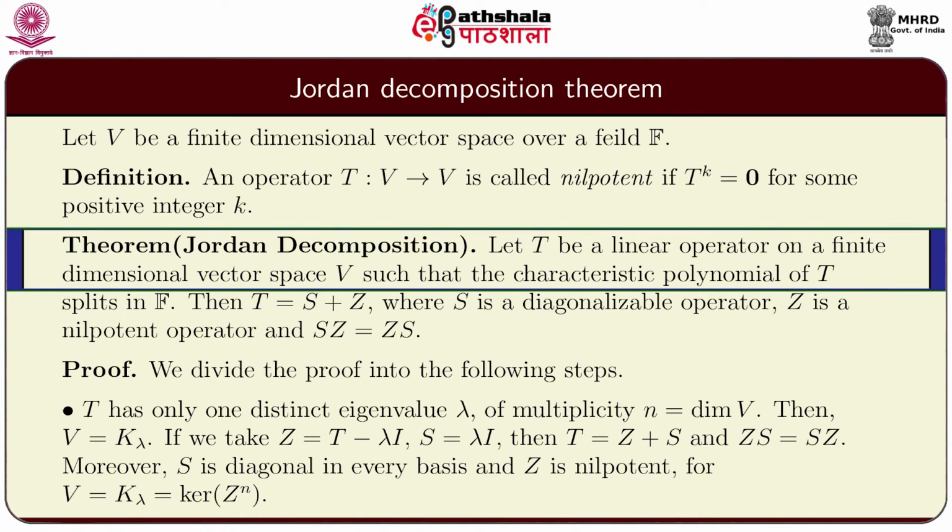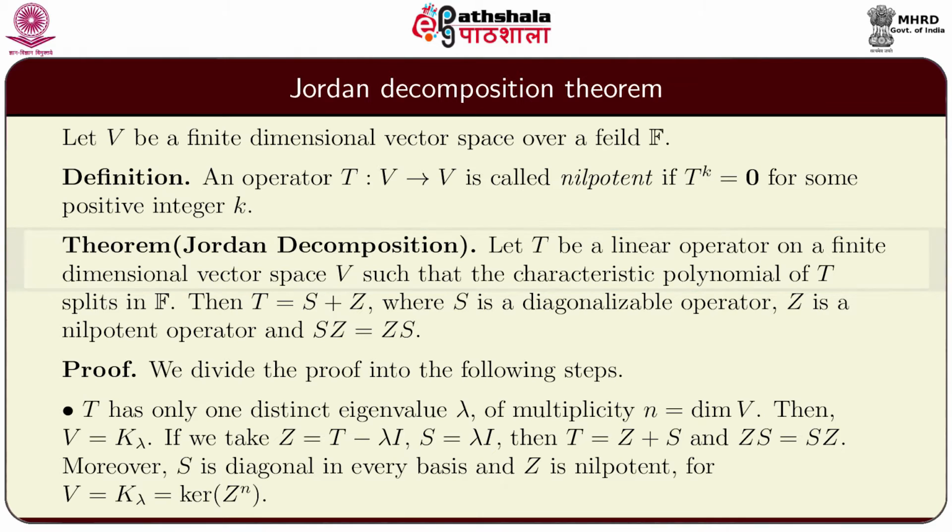Now, the Jordan decomposition theorem says that if T is a linear operator on a finite dimensional vector space V such that the characteristic polynomial of T splits in F, then T can be written as S plus Z, where S is a diagonalizable operator, Z is a nilpotent operator, and SZ is equal to ZS. We divide the proof into these steps.